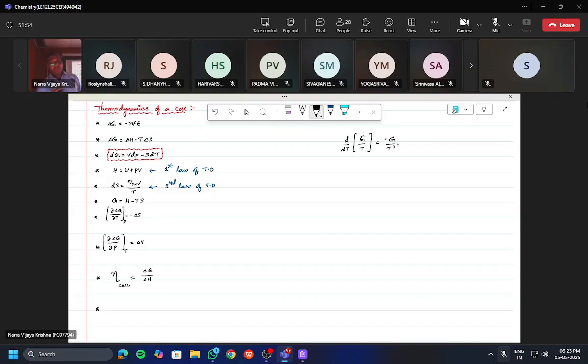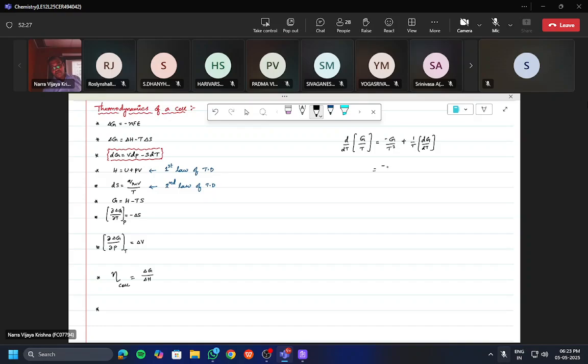Okay? Plus, what do you do? Plus V into differentiation of U. What is V? 1 by T. 1 by T into differentiation of G, can I write as dG upon dT? Correct? Instead of G, can I write H minus TS? Substitute. So what do you get?